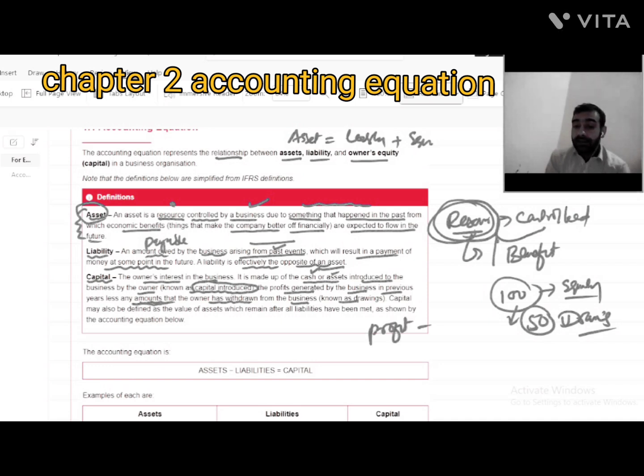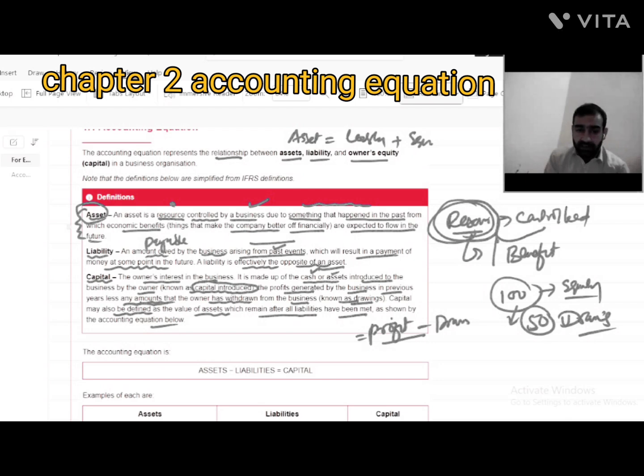And capital may also be defined as the value of the assets which remain after liabilities have been met, as shown in the equation below. So it says that capital is the amount left in the business after deducting all the liabilities, and that is the actual interest of the owner. So you may also say that profit after drawing will also be your equity. The profit generated by the business in the previous year, less any amount that the owner has withdrawn from the business, is known as drawing. So it defines that the amount the owner has withdrawn from the business is called drawing.